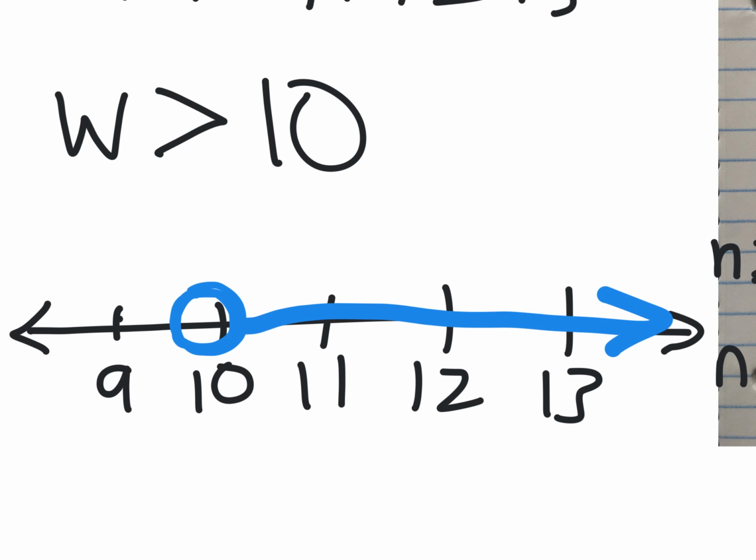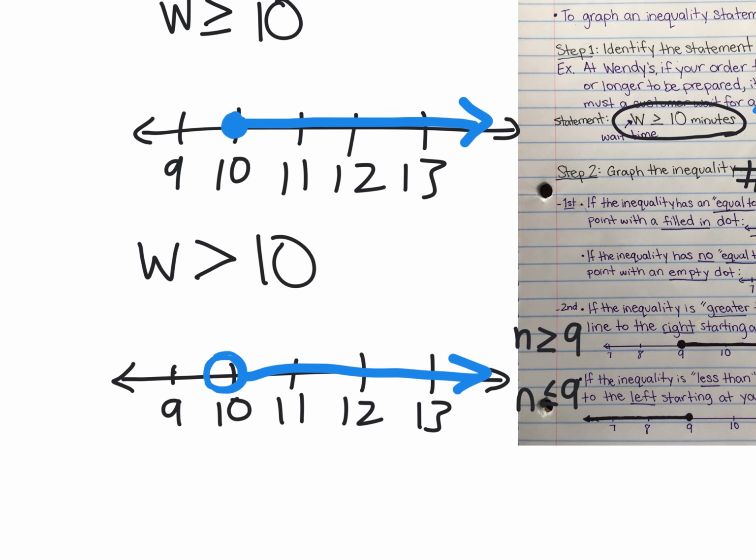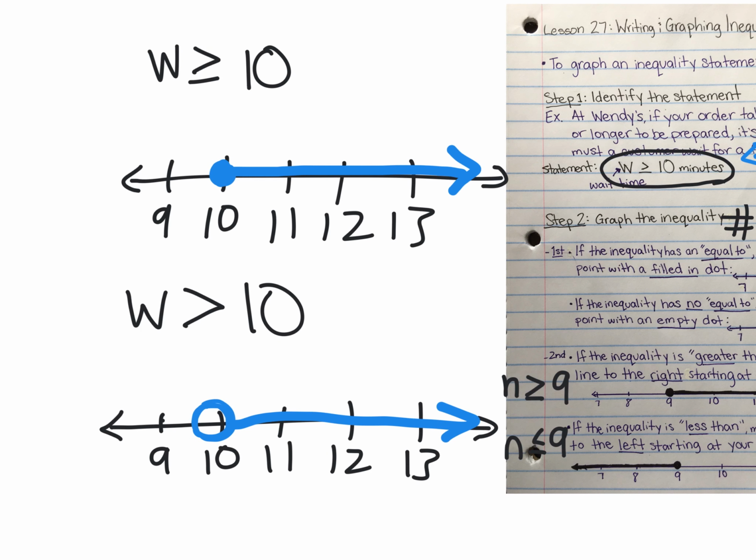So the only difference between the two is that here we have an equal to sign, so the dot is filled in. Here there is no equal to sign, so the dot is empty in the middle. It's pretty much everything we've got for the notes today.